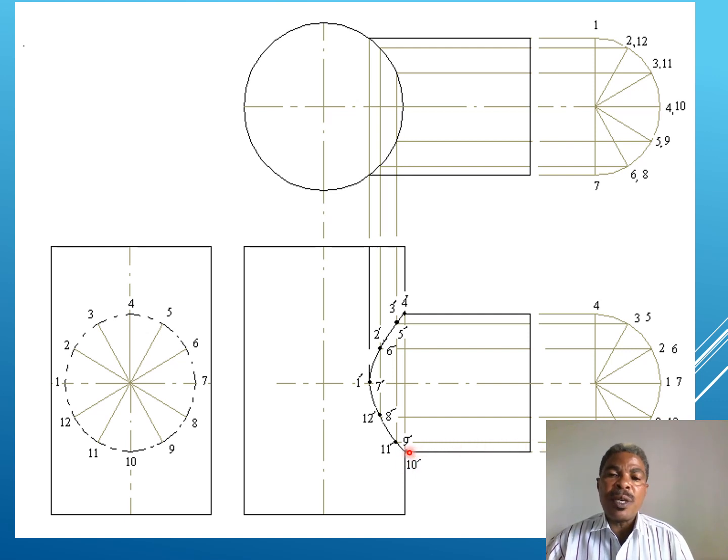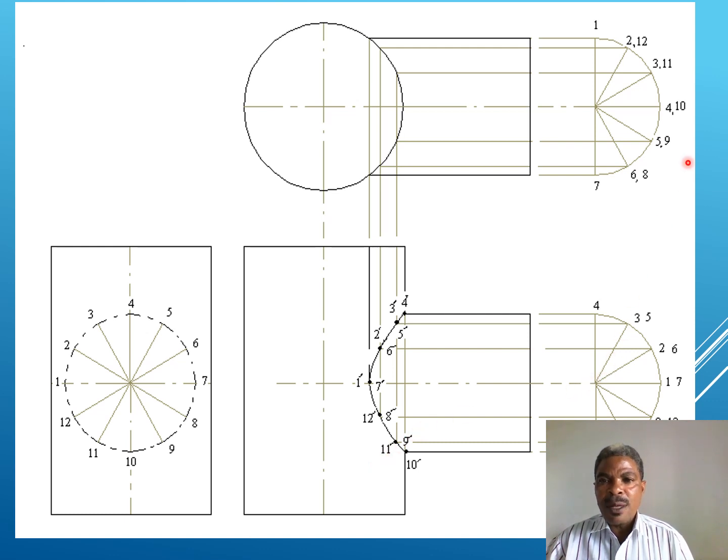That's how we obtain the point of intersection, which forms the curve for interpenetration of the two cylinders. What has been done for 4 and 10, 7 and 1 is the same for the other numbers, which are 2 and 6, 3 and 5, 12 and 8, 11 and 9.